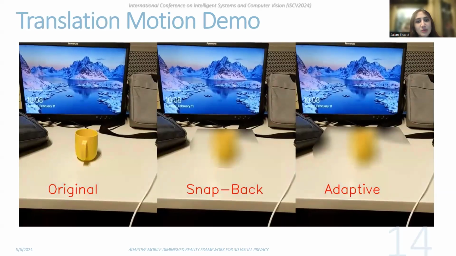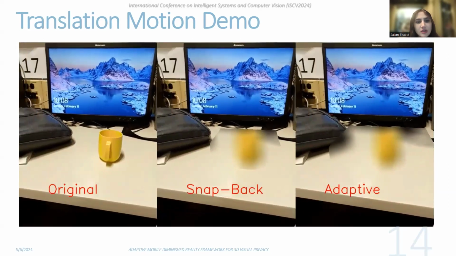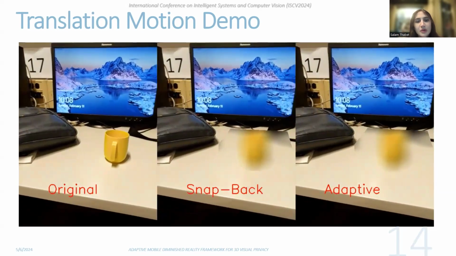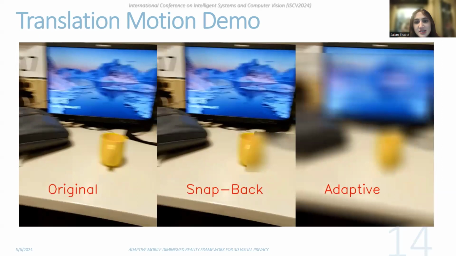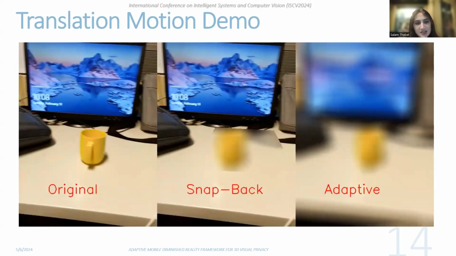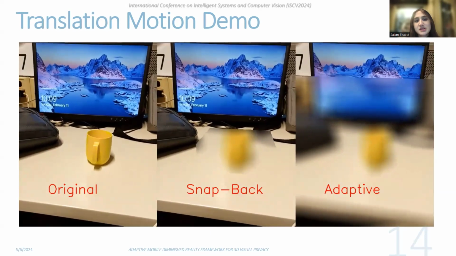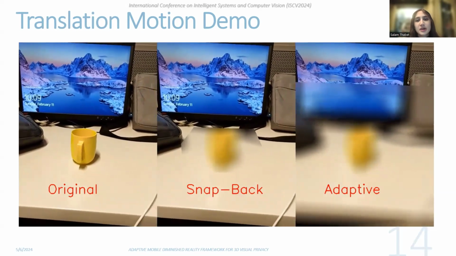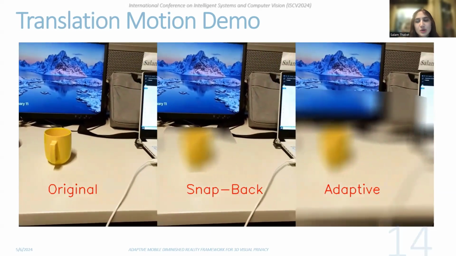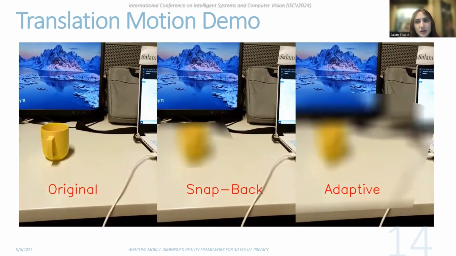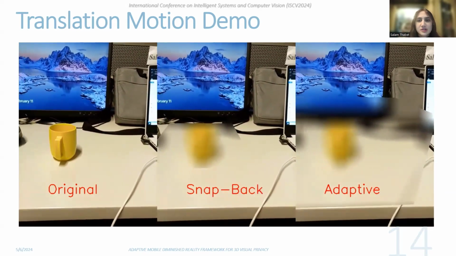Similarly, we show a demo for translation motion. The adaptive method also quickly increases the scale as we increase the speed and sharpness of the movement to prevent privacy failures that happen with the snapback method. Once we slow down, it also decreases back to its original size.